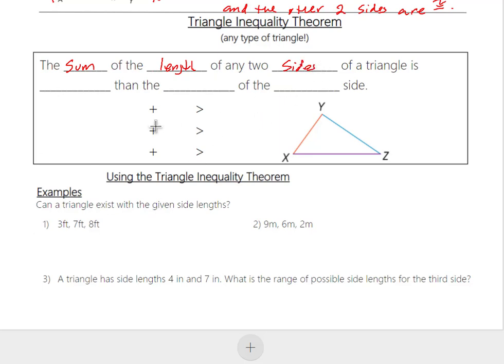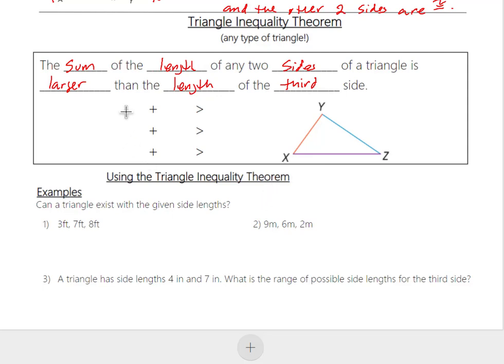And then we can also do the difference and find the smallest difference between the side lengths that they give us. And the third remaining side between the two that we know has to be a little bit bigger than the difference of those. And we'll get some practice on those.